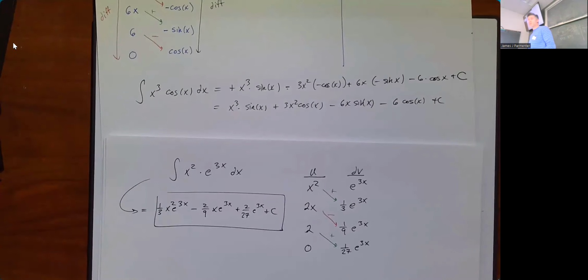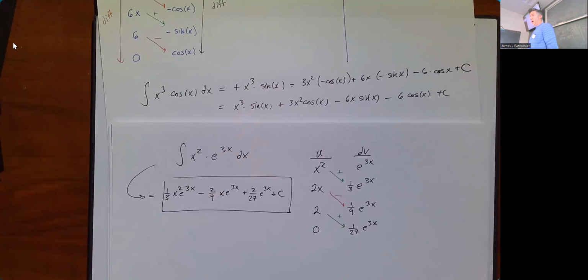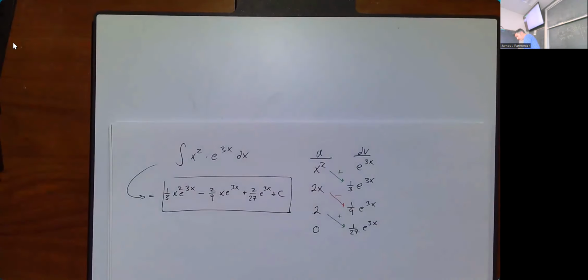Why do you not use dv? Well, if you look back at one of the previous problems we did, we don't actually use dv. Because the formula, if you do the integral of u dv, the answer is u times v minus the integral of v du, and the dv doesn't get used. That's why. Good question.